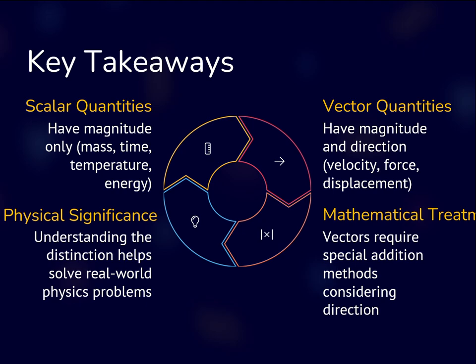So to wrap up, scalars are simple quantities, just magnitude. You can add them like regular numbers. Vectors include direction. They require careful, directional math to combine. And vectors are everywhere, in races, flights, river crossings, and engineering. So next time you want to think about running a race, don't just ask how far, also ask which way.